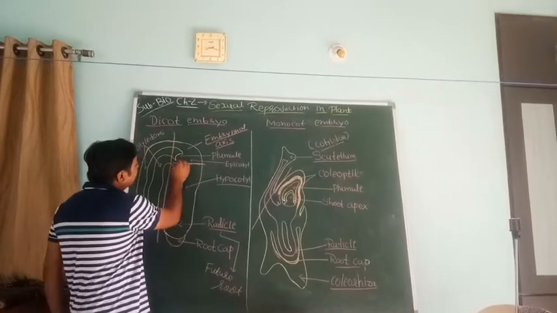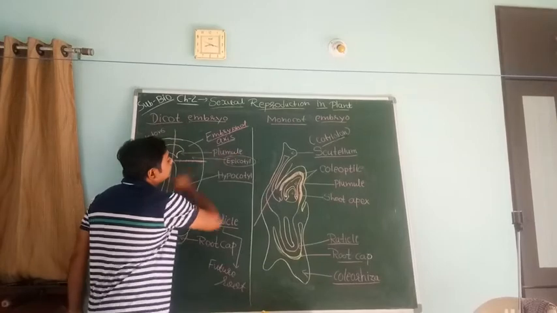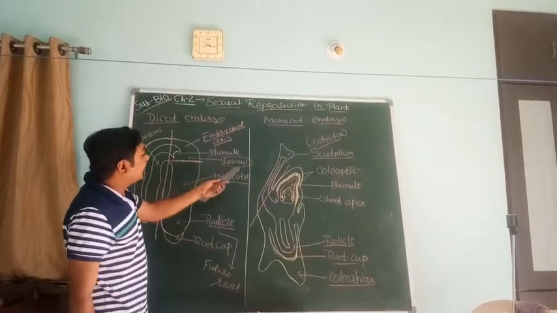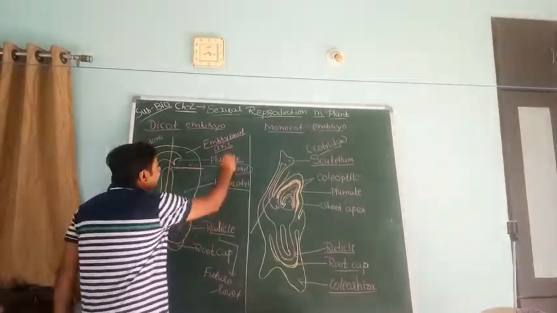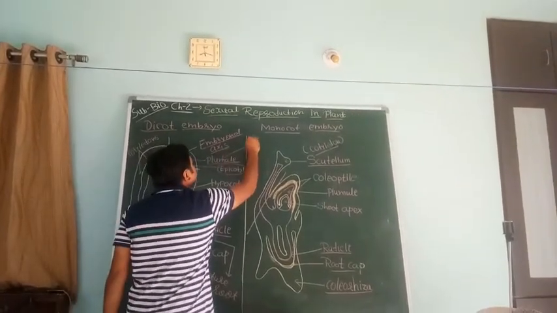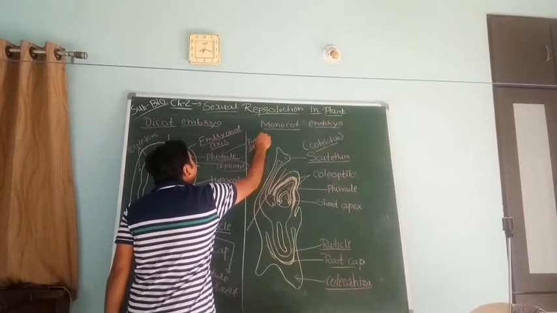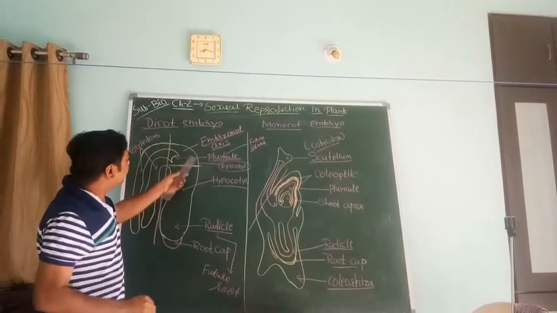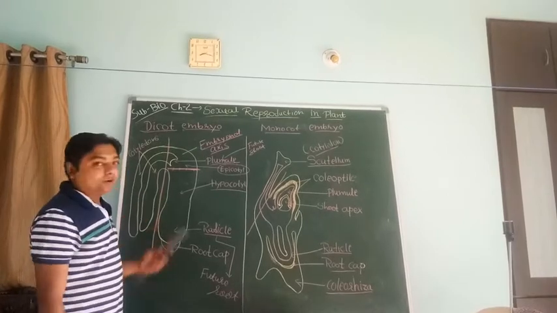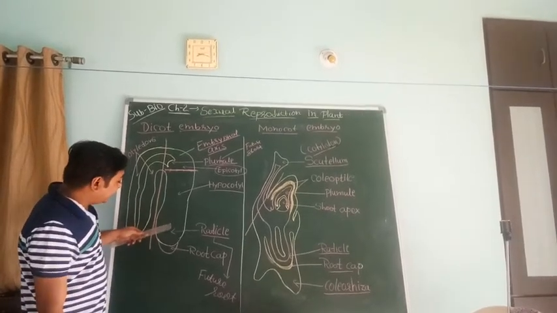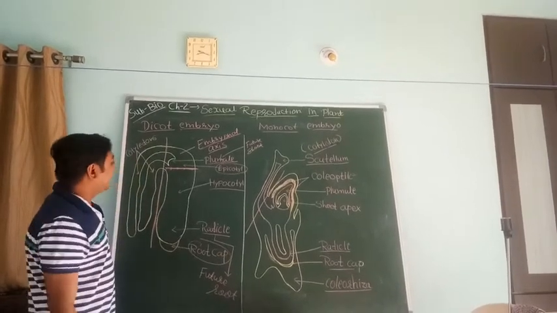Next, the portion above the level of the cotyledon is known as the epicotyl. The epicotyl further develops into the plumule, and the plumule is the future shoot part. It means it develops into the shoot part of the plant. So this is the structure of the dicot embryo. The radicle is also covered by the root cap. It protects the radicle part of the embryo.